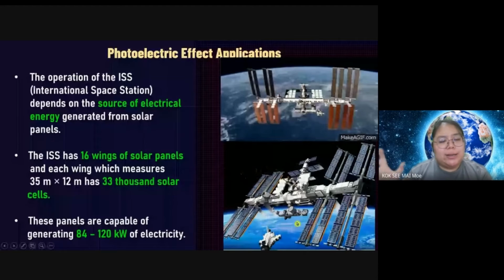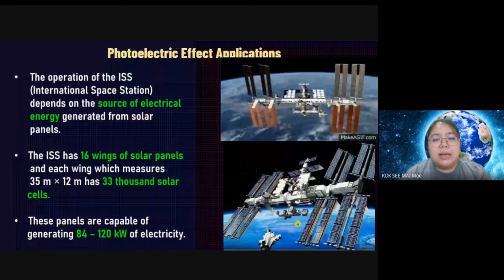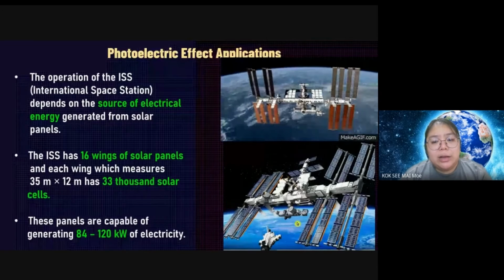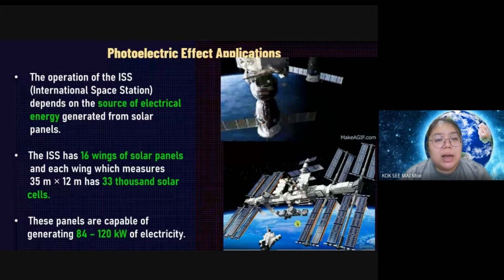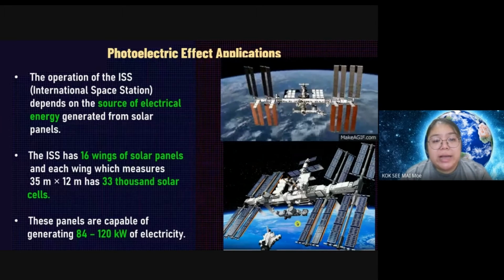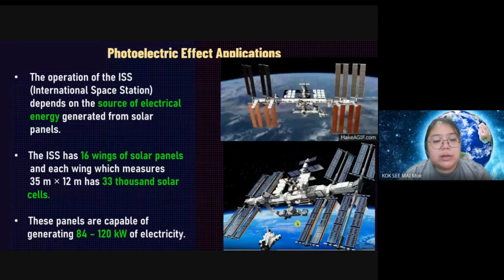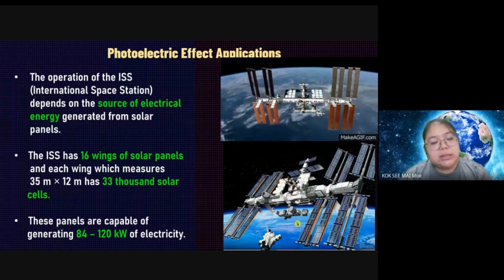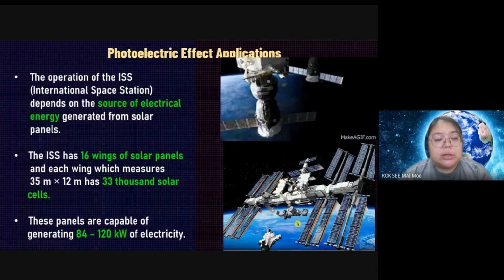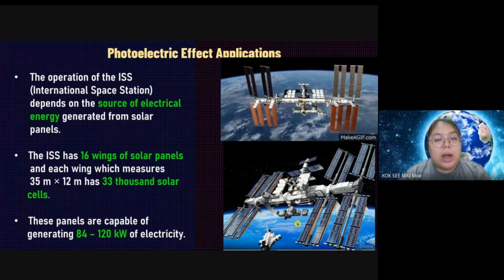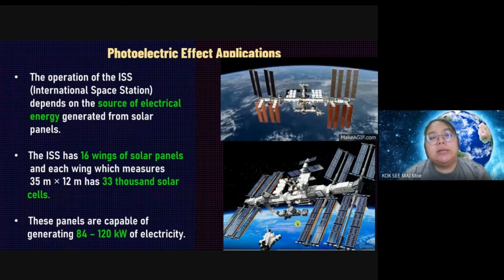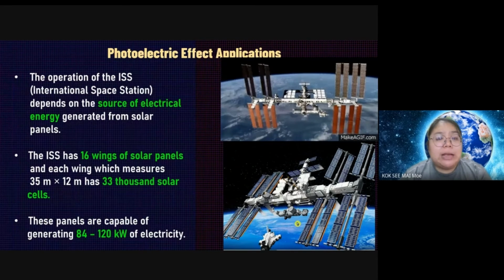So that means where do they get the electricity? They get it from the sunlight. Okay, from the sunlight, because they have solar panels, so they can absorb and store the energy. So inside they can store the energy and generate electricity, 84 until 120 kilowatts. Okay, so this all is related to your photoelectric effect.